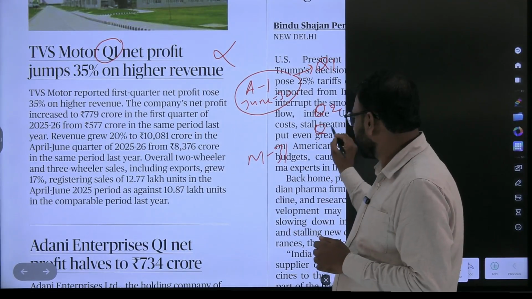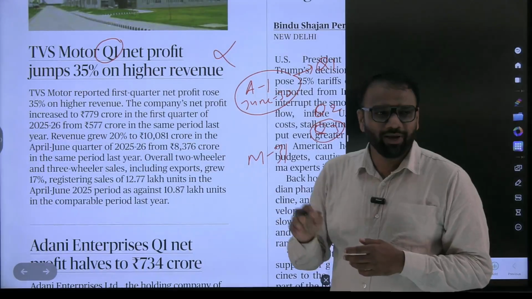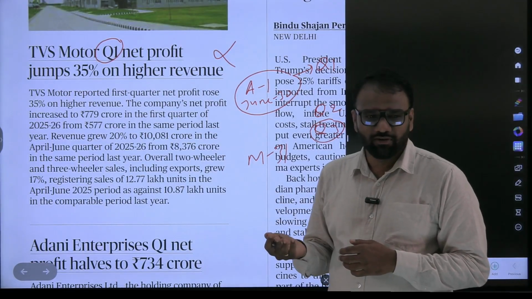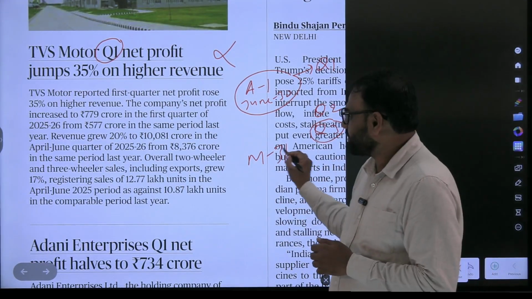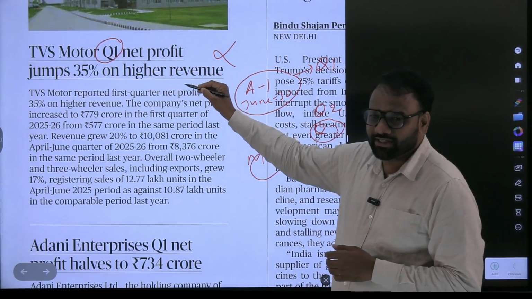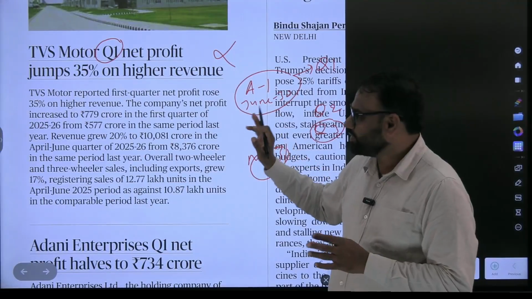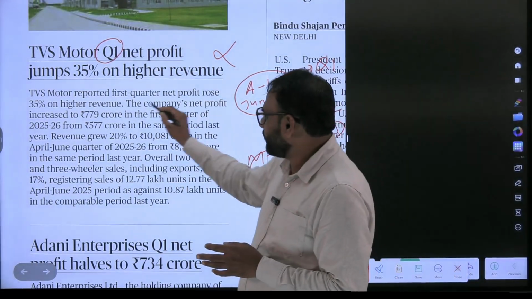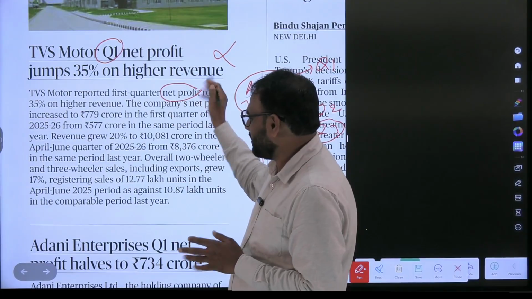Next, which is quarter 3? October, November, December. Which is the 4th quarter? January, February, March. Okay, 4th quarter. So he is speaking about quarter 1, that is April, May, June. So TVS Motor reported first quarter net profit. These terms, okay, leave it, later on we shall see.